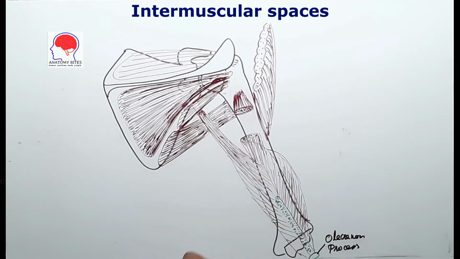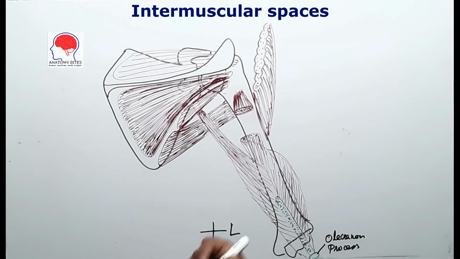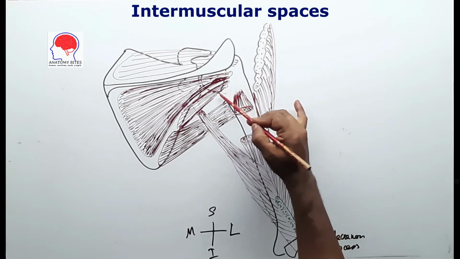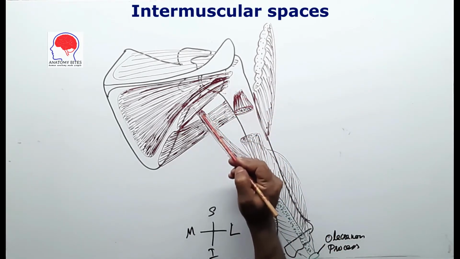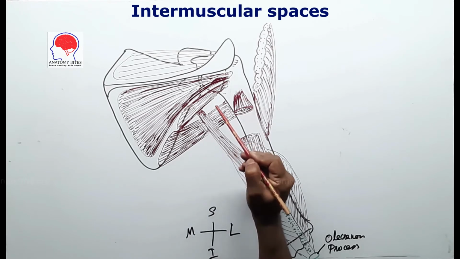The boundaries of the upper triangular space, this orientation is helpful for identifying the boundaries. This is the posterior view of the right intermuscular spaces. So that is lateral, this is medial, superior, inferior. Now here laterally is the surgical neck of the humerus. The medial boundary is the long head of the triceps brachii. Superior boundary is the teres minor. Inferior boundary is the upper border of the teres major.